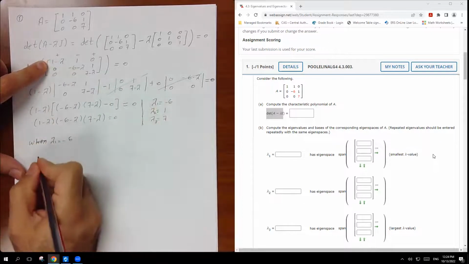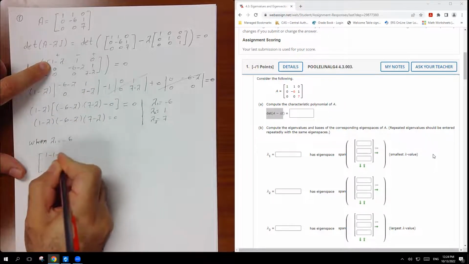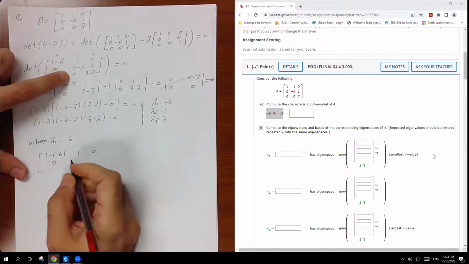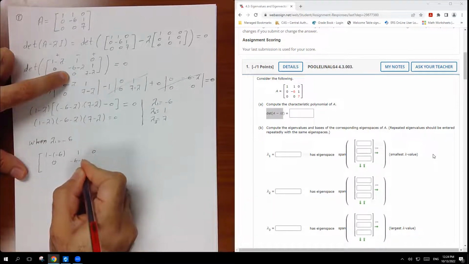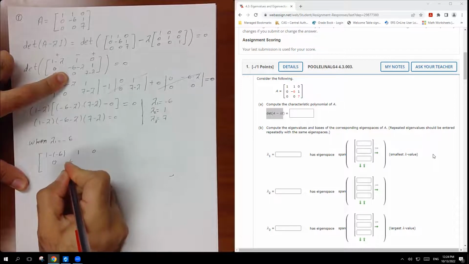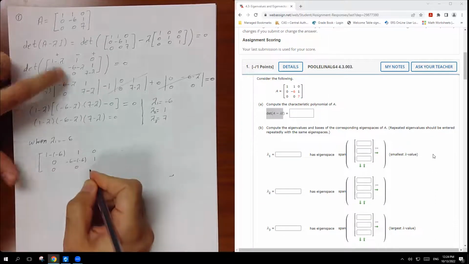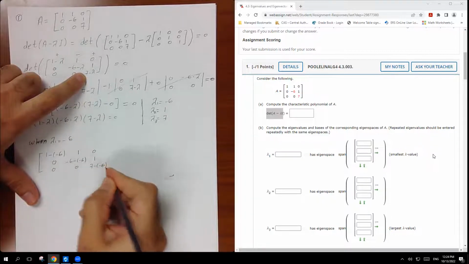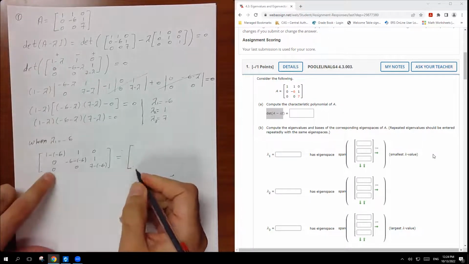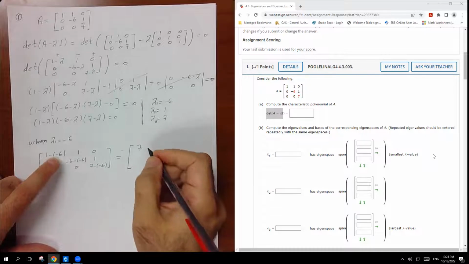So with negative 6 here, the matrix is going to be 1 minus negative 6, and here is 1, 0. This is 0, negative 6 minus negative 6 for the second row, second column, and here is going to be 1. The third row is 0, 0, and 7 minus negative 6. I'm going to write down the matrix and solve it for x1, x2, x3. So this one is going to be 7, 1, 0.